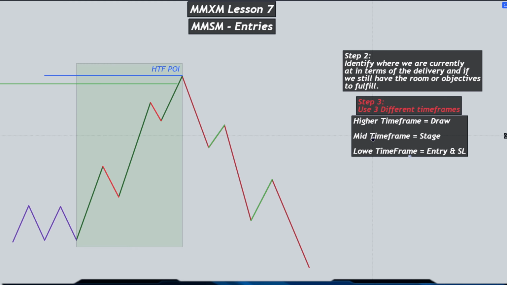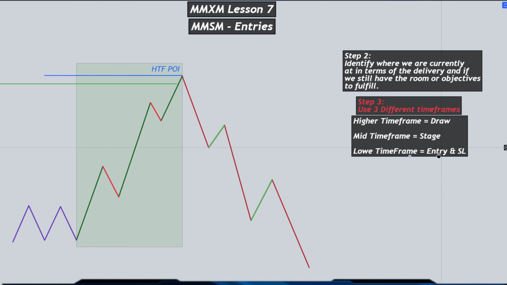On the mid time frame that I personally use, I use the mid time frame to figure out at what stage of the delivery we are in. Are you on the first stage of accumulation or the second stage of reaccumulation? How far can we go from there? Or are you on the sell side of the curve, the distribution leg, the first stage of distribution or the second stage of distribution?